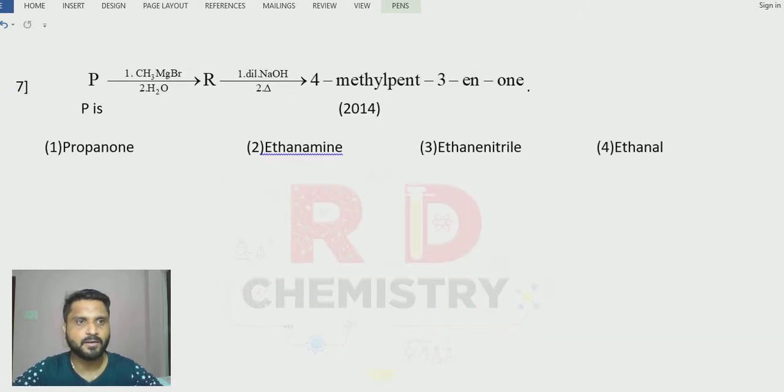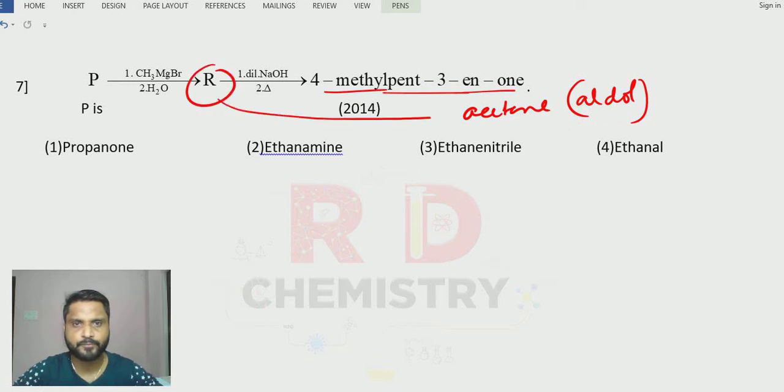Question number 7. A series of reactions is given to give 4-methylpent-3-en-2-one. It should be 2-one. This is the product obtained when acetone undergoes aldol condensation, so R should be acetone. You have to remember this from the NCERT textbook. So we have to find out P now.